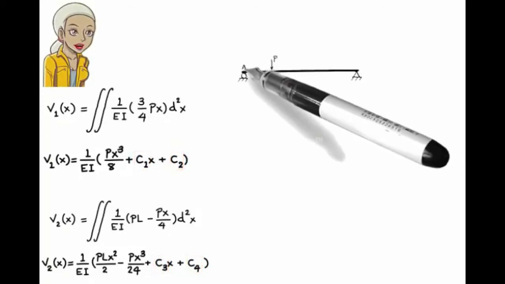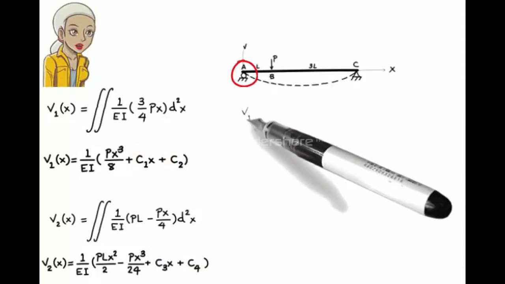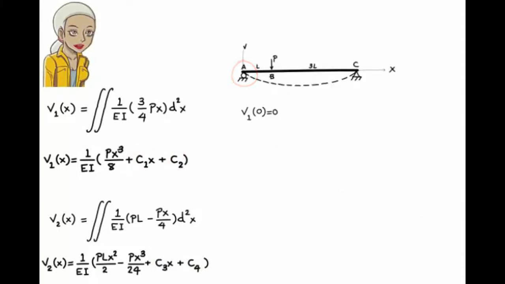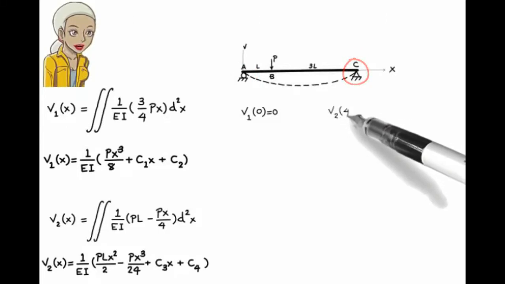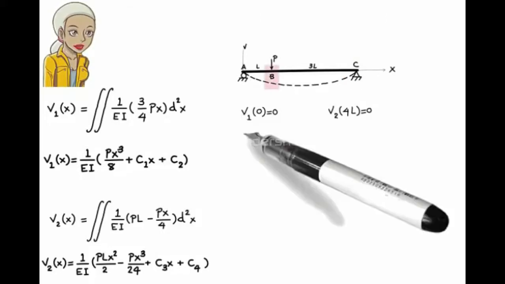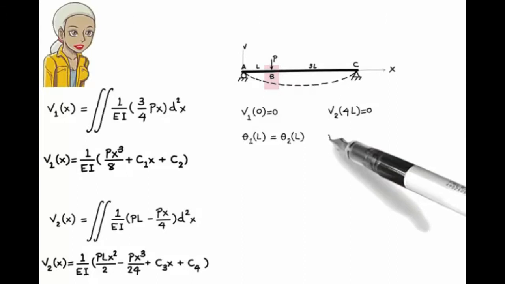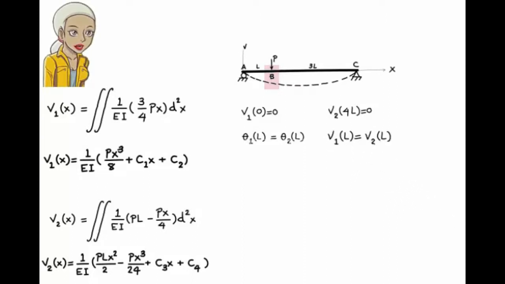The boundary conditions are: deflection at the left end of the beam is 0, that is, V1 at 0 equals 0. Deflection at the right end of the beam is 0. That is, V2 at 4L equals 0. Slope of the elastic curve at point B must be continuous. That is, theta1(L) equals theta2(L). Deflection at point B must be continuous. That is, V1(L) equals V2(L).